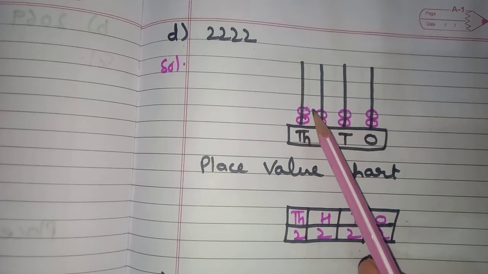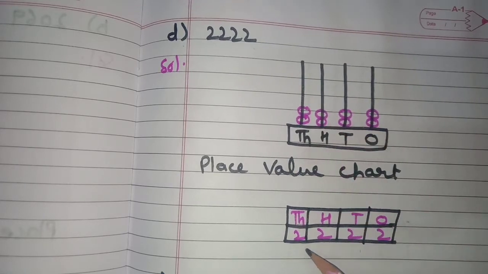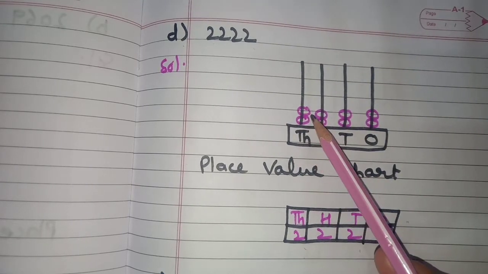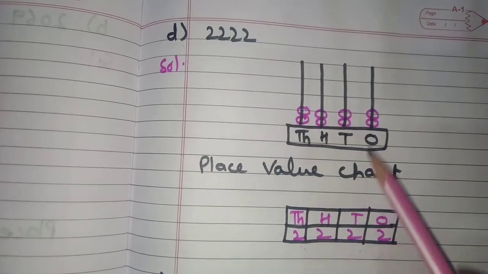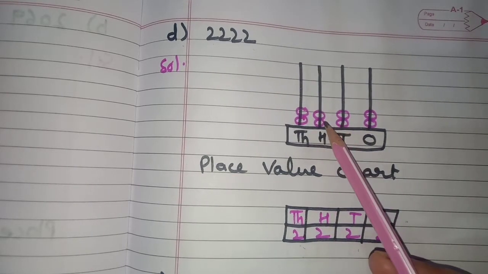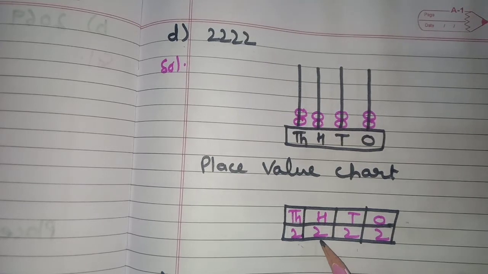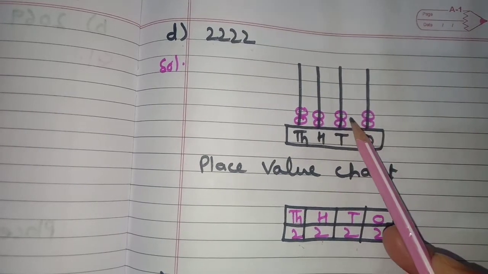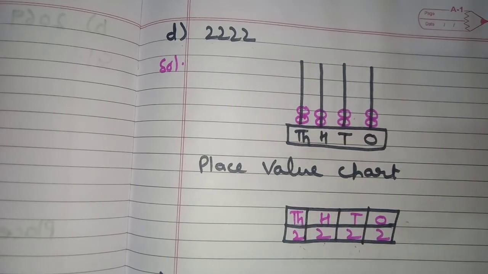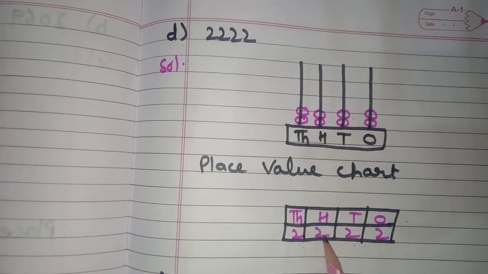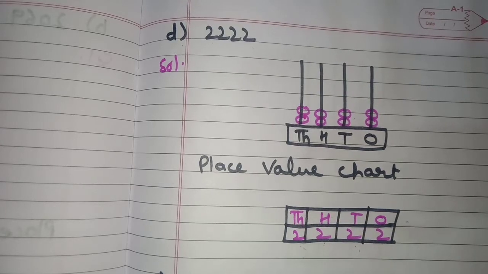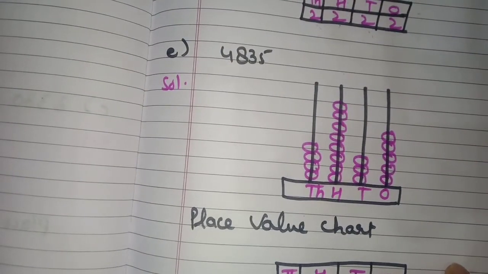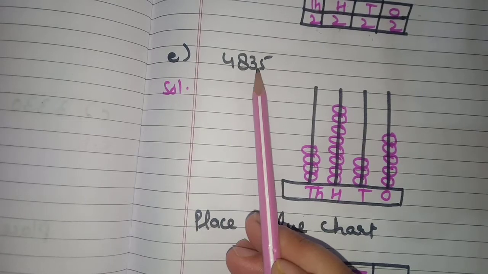Now after reading the beads from the abacus, we will just write the number here. So at thousands place we have 2 beads, so we will write here 2. On the hundreds spike there are 2 beads, so here at hundreds place we will write 2. And similarly on tens and ones place we will read the abacus and write here. Fine. So the number will be 2222.